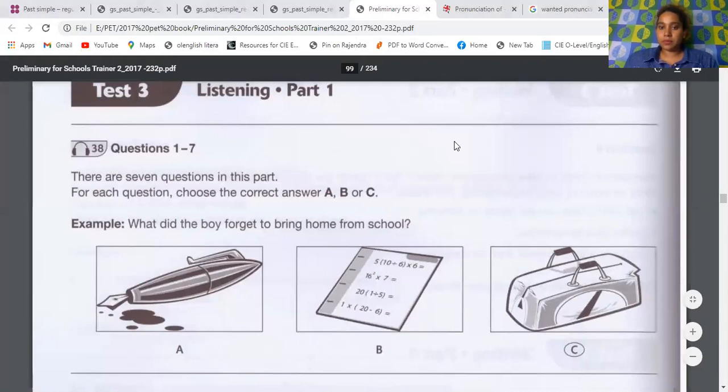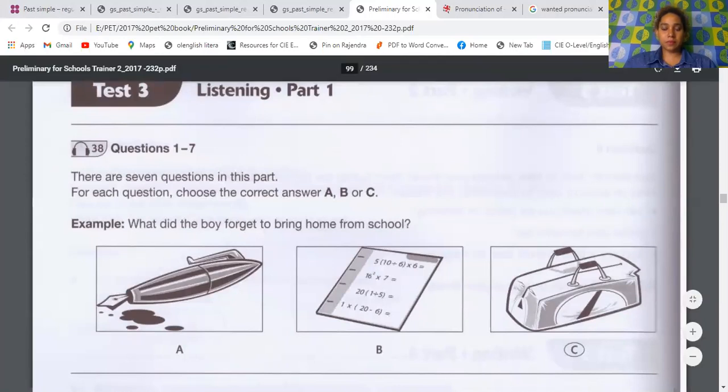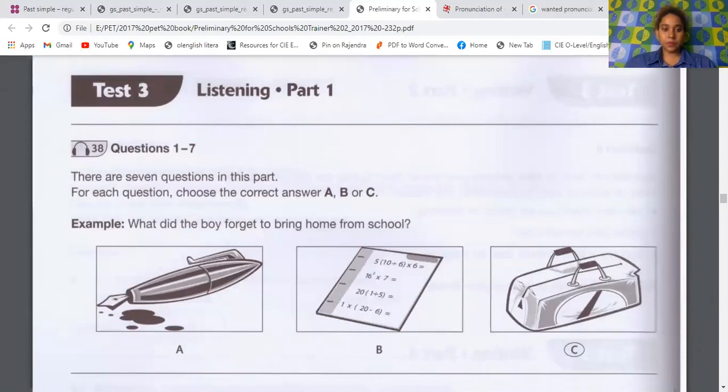Test 3. Listening Part 1. Exam Practice. There are 7 questions in this part. For each question, choose the correct answer, A, B or C. You will hear each recording twice. Example. What did the boy forget to bring home from school?